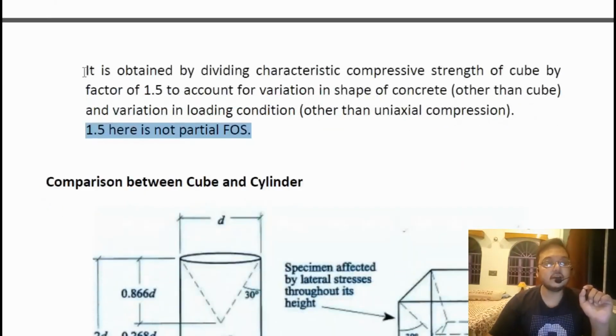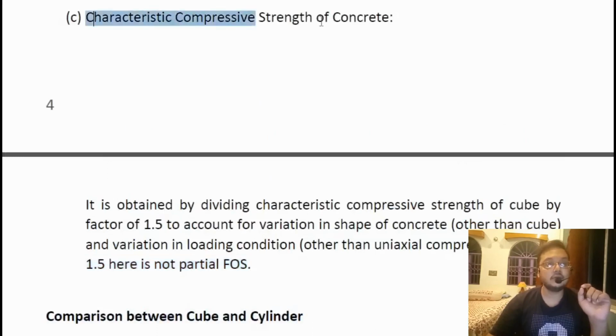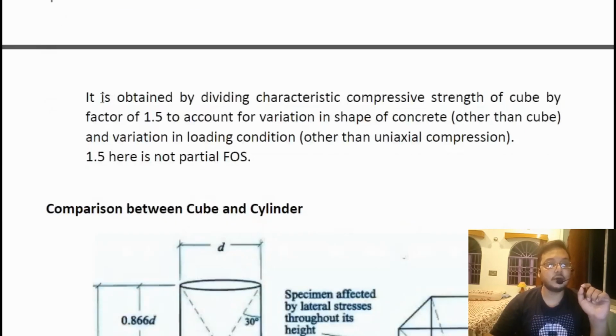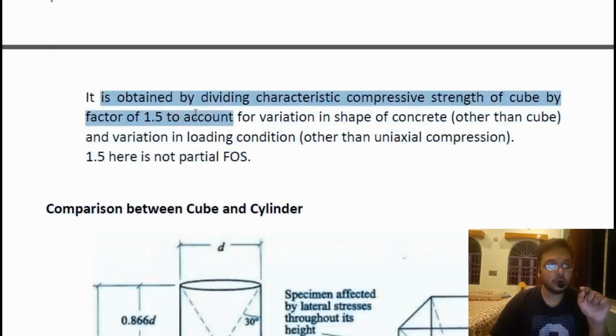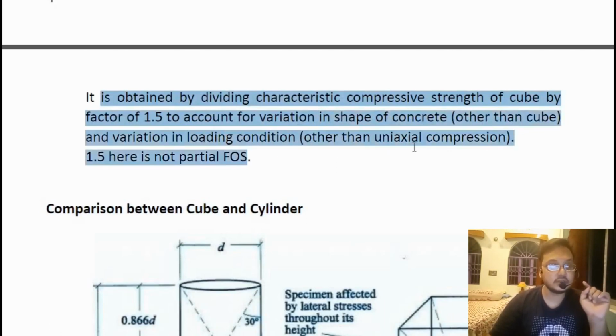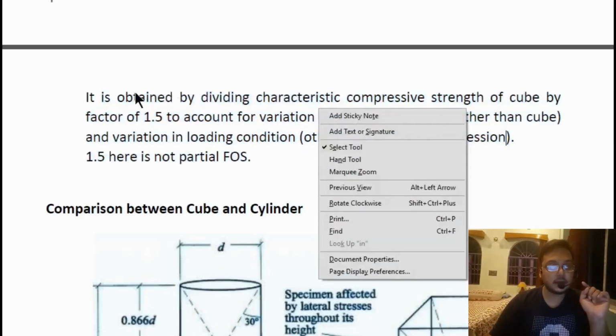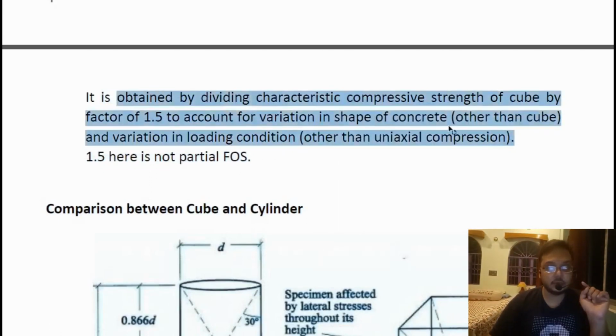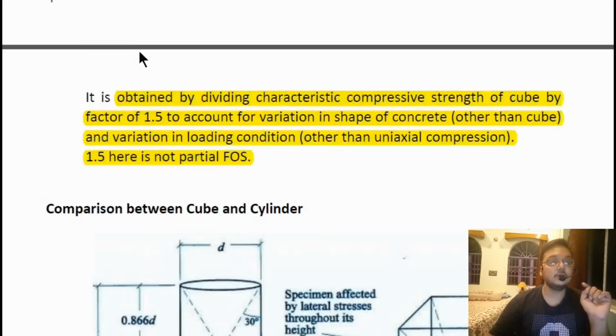So what is our sentence? The characteristic compressive strength of the concrete is obtained by dividing characteristic compressive strength of the cube by factor 1.5 to account for variation in shape of concrete other than cube and variation in loading condition other than uniaxial compression. And let's highlight this one first. And other than this, 1.5 here is also not the partial factor of safety.